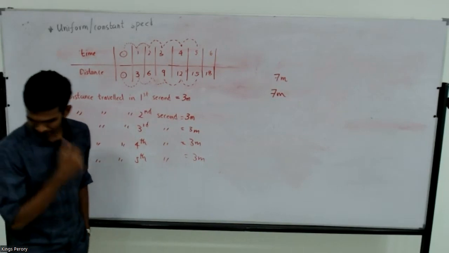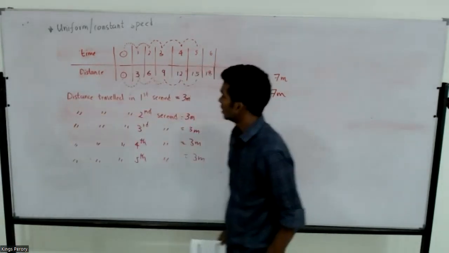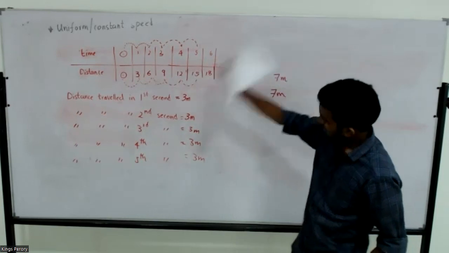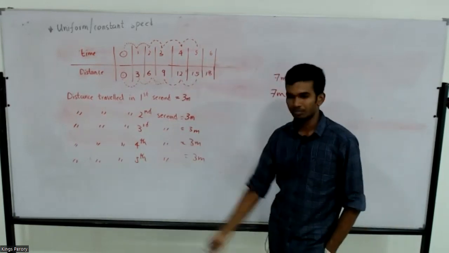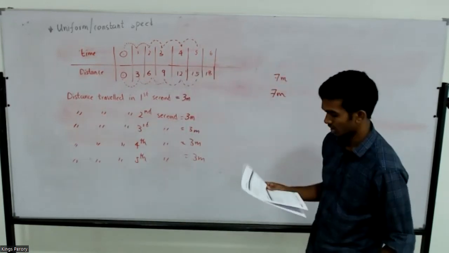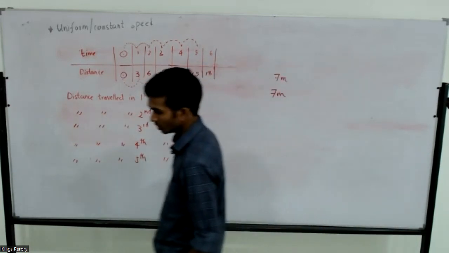Okay, finished. So every 1 second, distance covered is going to be what? Same. Right. Then we tell it uniform or constant speed. Right there, under that, write down.